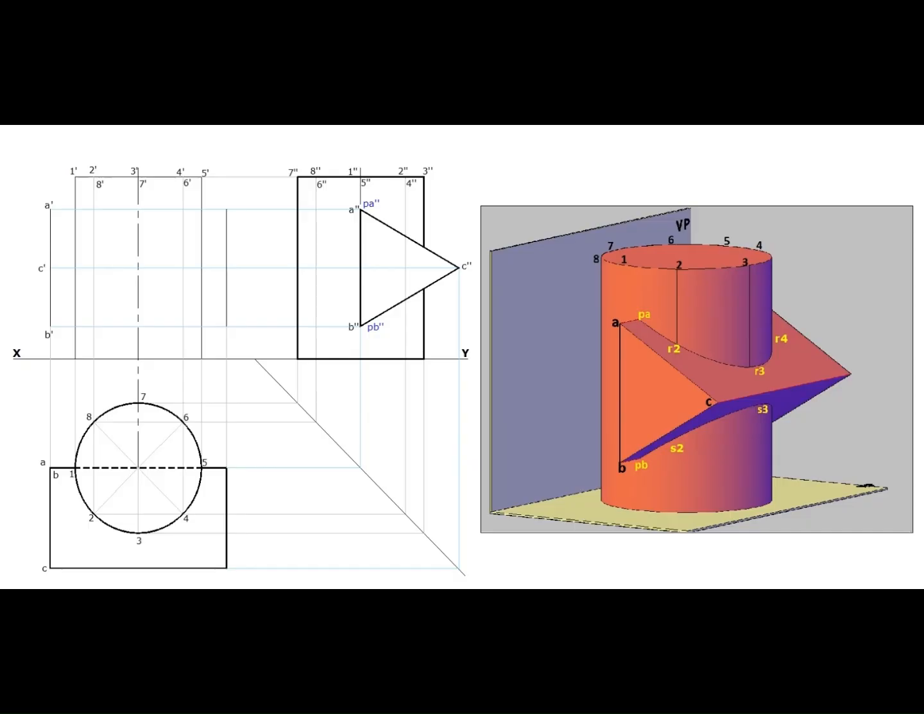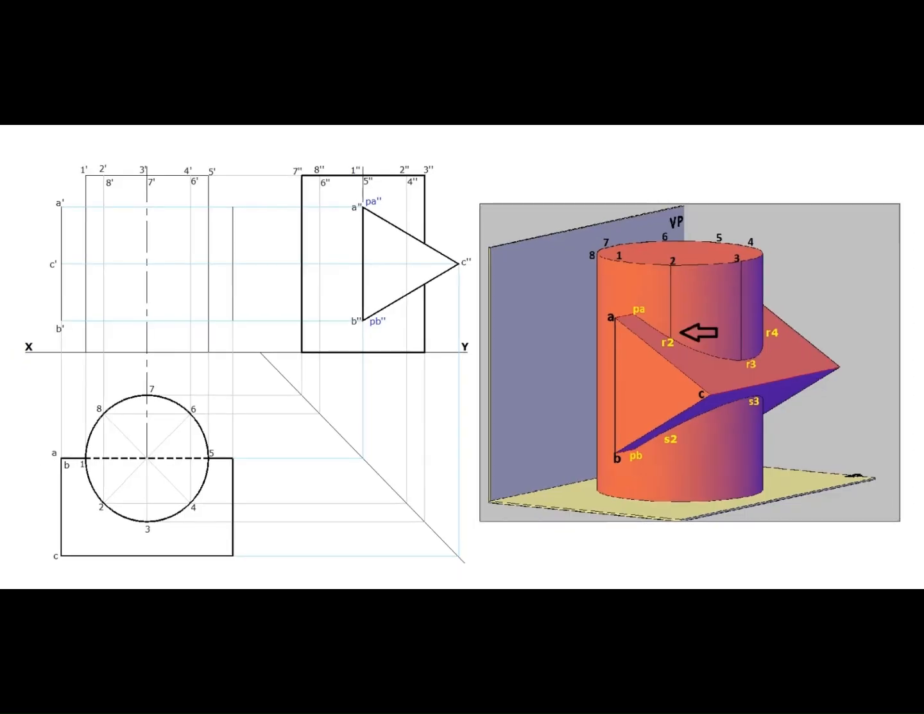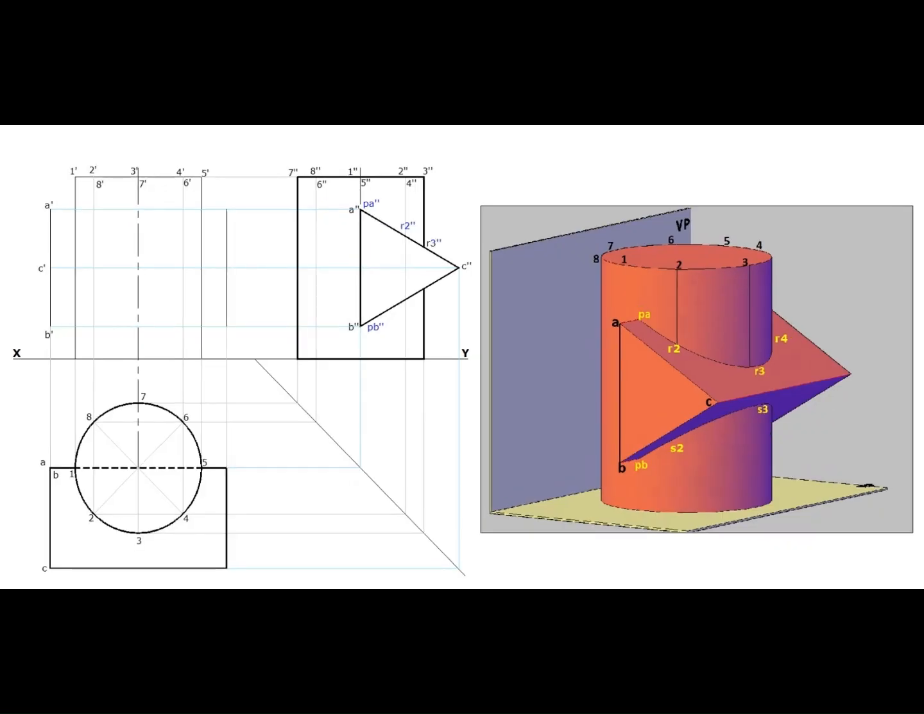Divisional line number 2 intersects at R2 at the top and S2 at the bottom. Line 3 intersects at R3 at the top and S3 at the bottom. This can be marked as R2 double dash, R3 double dash, S2 double dash, and S3 double dash. There are corresponding points at the other side also: QA double dash, QB double dash, R4 double dash, and S4 double dash.